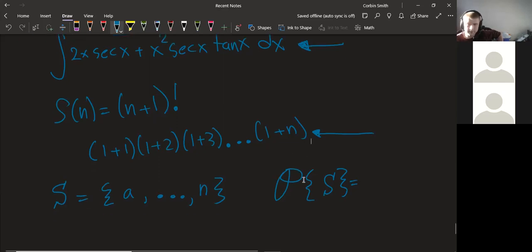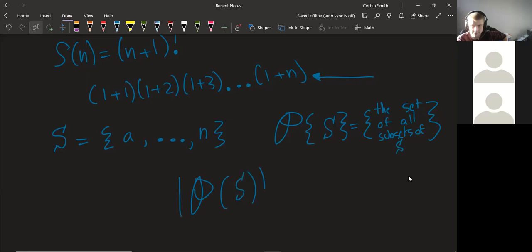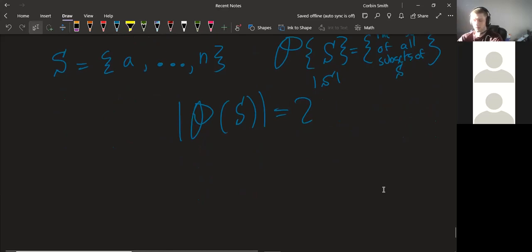But so the power set, if we have a set A through N, then the power set of S is the set of all subsets of S, including the empty set and itself. And the size of the power set of a set is equal to 2 to the size of the set. And the reason that this is true is that, can't this be shown with a Pascal's triangle? Yeah, okay.